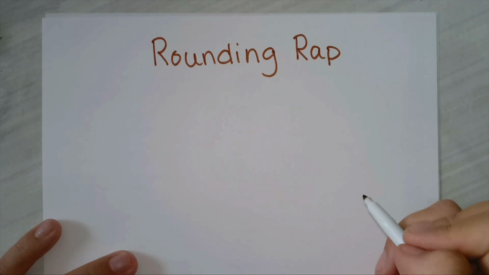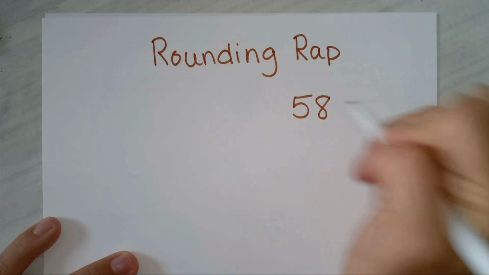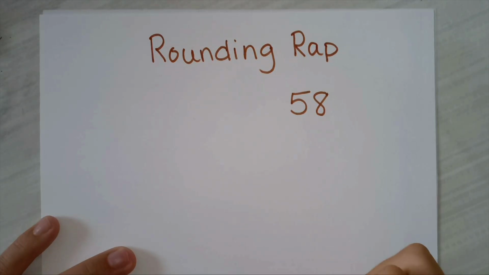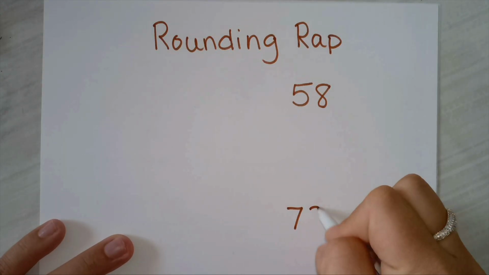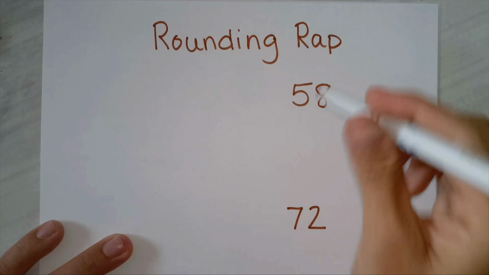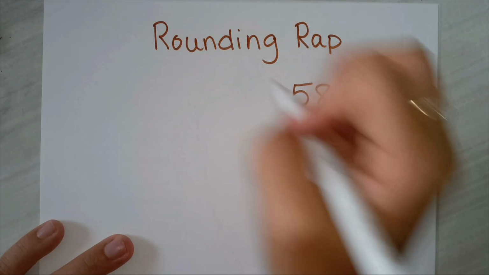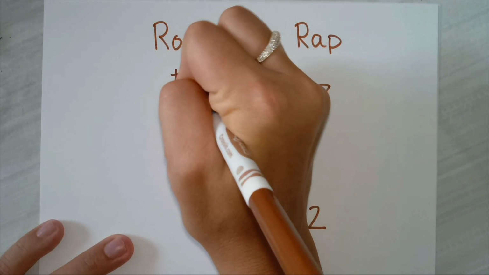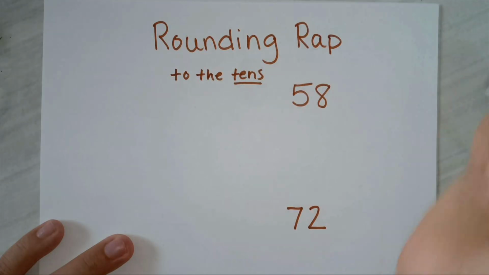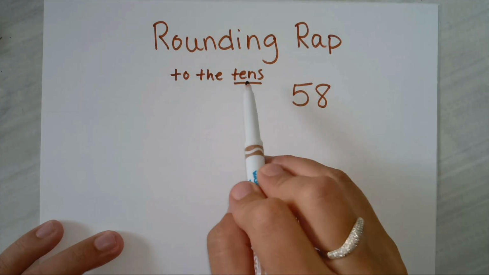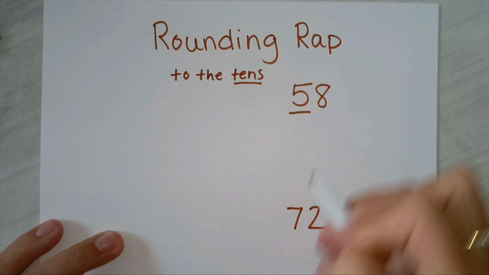All right, first, let's start with the number 58, as well as 72. We're going to be looking at these numbers as our examples and rounding to the tens place. So to the tens. All right. Well, if I know I'm rounding to the tens place, then I need to start by looking at the tens place.